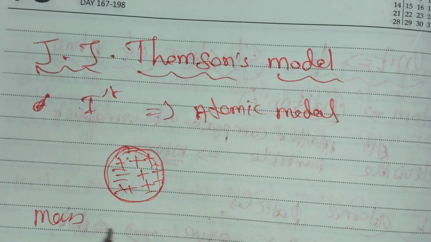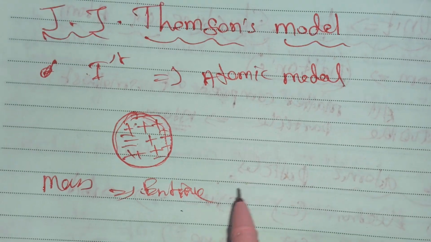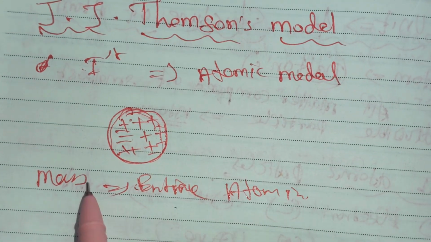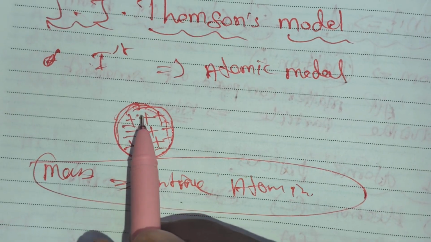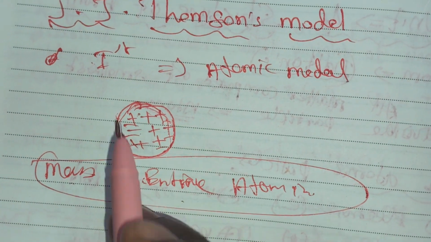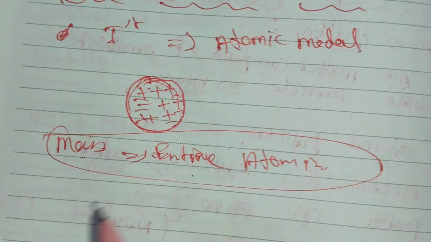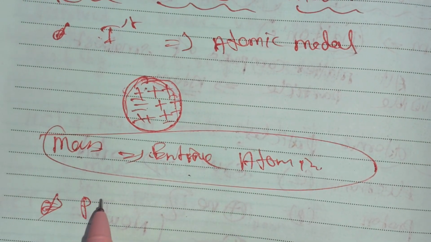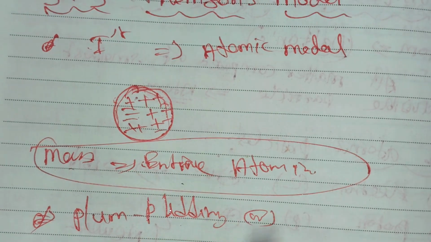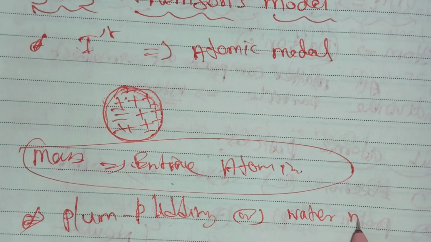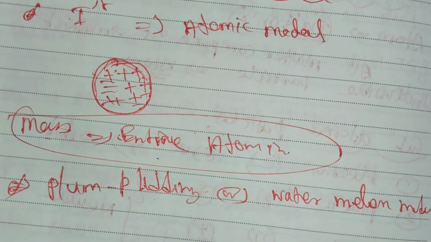The mass is equal to the entire atomic mass. This mass is spread out overall, along with the positive and negative charge, in the entire atom. So that's why the mass is considered as that of the whole atom. This model is similar to a plum pudding model or watermelon model.